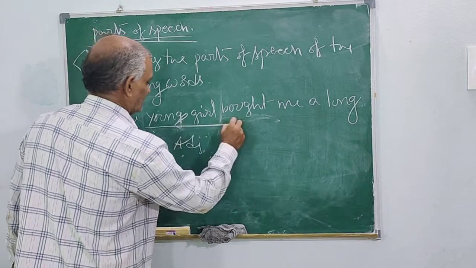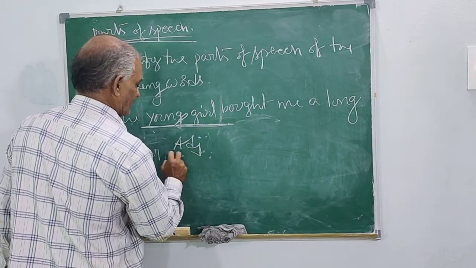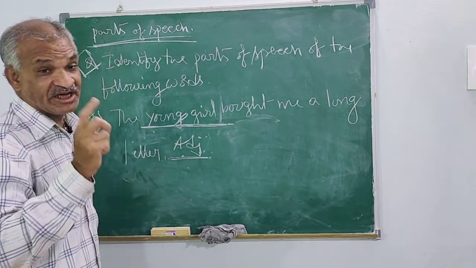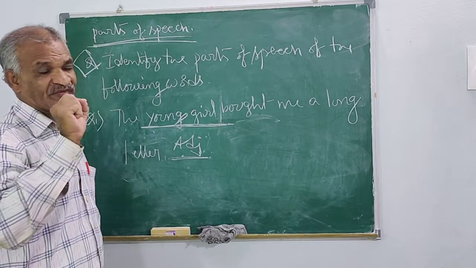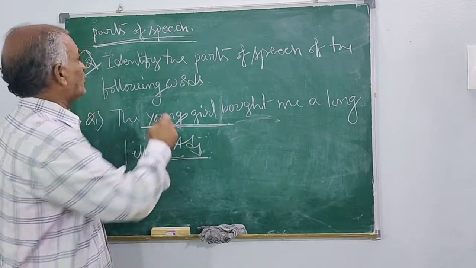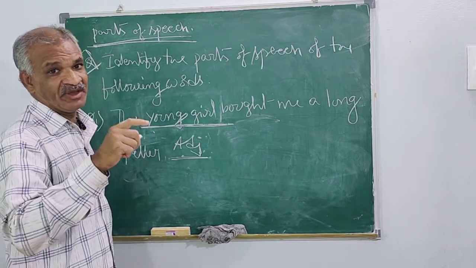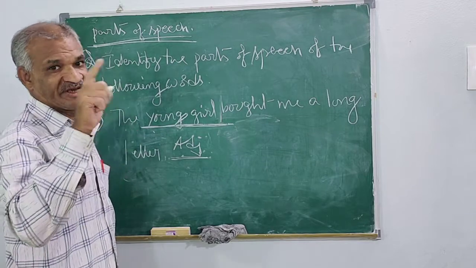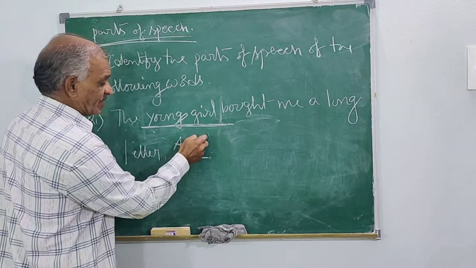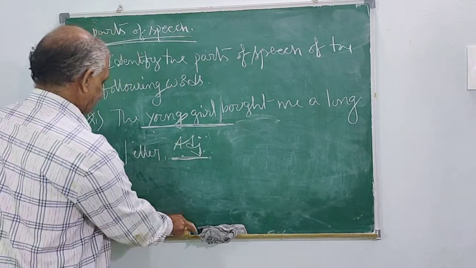Young girl. This part is underlined. So you have to give your answer like adjective. You have to write adjective, at least the full form of adjective, or otherwise at least write adj. But you don't write ad. If you write like that, that may be adverb. So there is a confusion. So you have to write like adj. That means adjective. Clear? Fine.